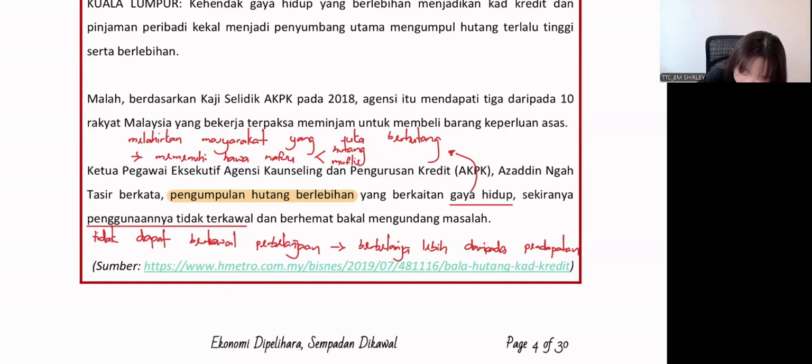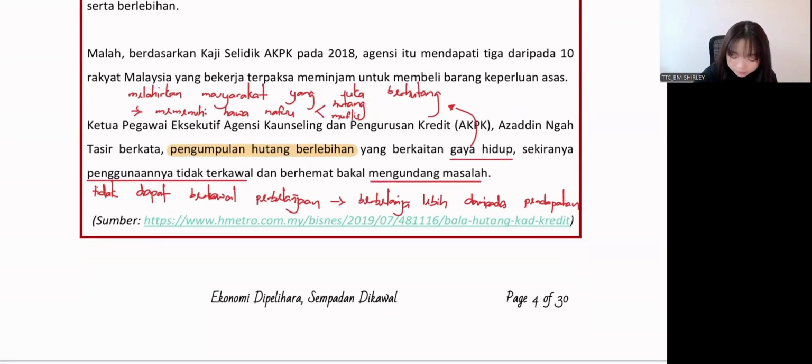Dan berhemat bakal mengundang masalah. If you say masalah, actually these two are already the masalah, the problems, because it might cause you to go bankrupt, and it might also cause you to overspend.